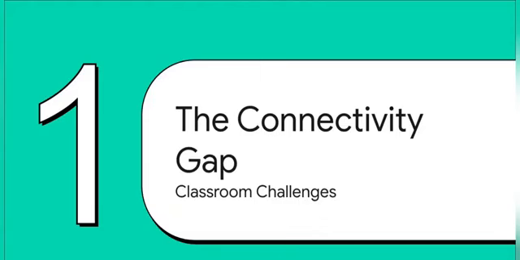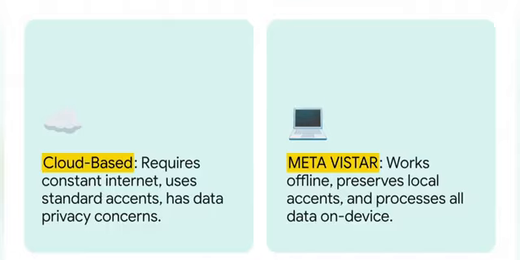Okay, so to really get a handle on the solution, we've got to understand the problem first. So let's zoom in on the unique challenges you see in places like rural India, where this connectivity gap is just massive. This really boils down to two completely different ways of thinking about it. On one hand, you've got the standard cloud-based model, right? It's totally dependent on the internet. It often uses standardized one-size-fits-all accents that can feel pretty foreign to a lot of people. And of course, there are big privacy concerns because it's sending data off to who knows where.